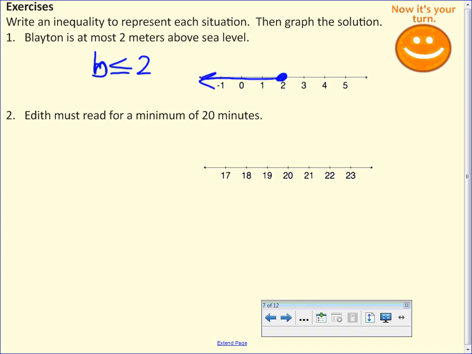Edith must read. So she's going to read, or you could use E for Edith. Must read for a minimum of 20 minutes. So 20 is the least that she has to read. So she has to read more or equal to 20 minutes. So she has to read 20 minutes or more.